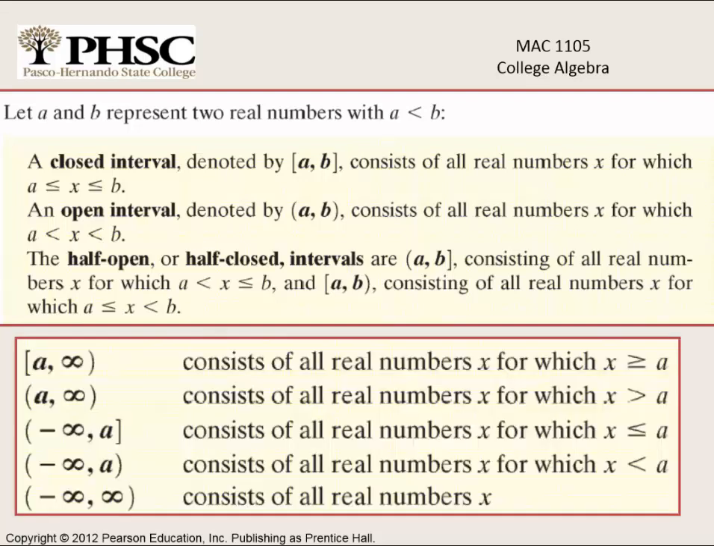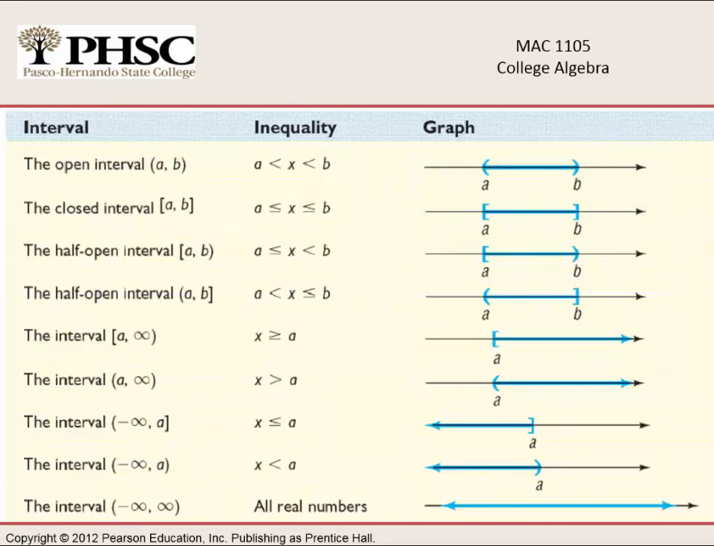And so here is a rundown of the different possibilities that you can see. The first one consists of all real numbers x that are greater than or equal to A. The second one, x is greater than A. The third one, x is less than or equal to A, then x is less than A, and then all the real numbers x.